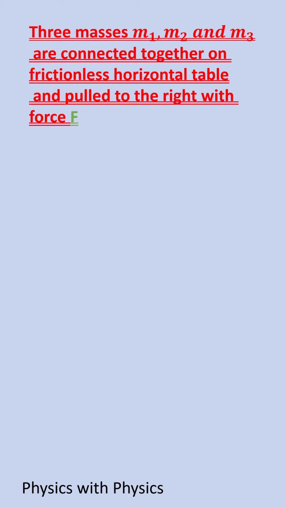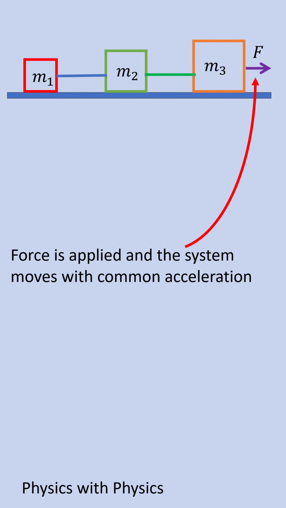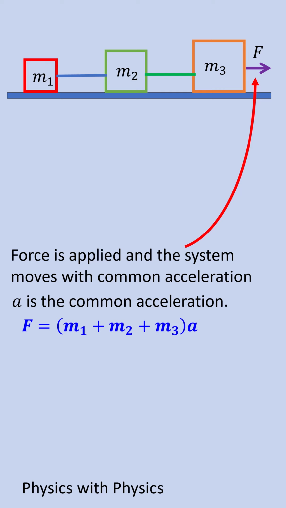Three masses M1, M2, and M3 are connected together on a frictionless horizontal table and pulled to the right with force F. Force is applied and the system moves with a common acceleration. A is the common acceleration. From F equals ma, and the total mass is m1 plus m2 plus m3, this is the value of A.